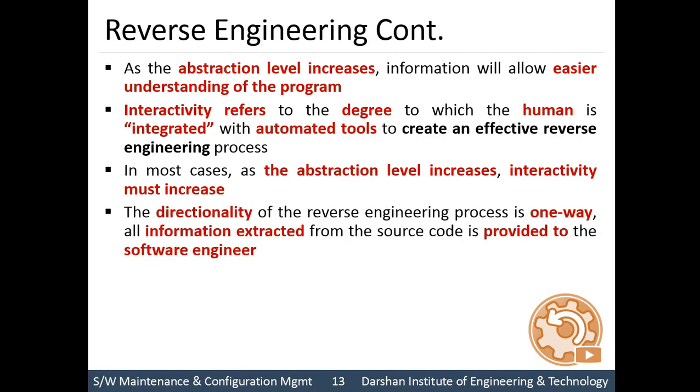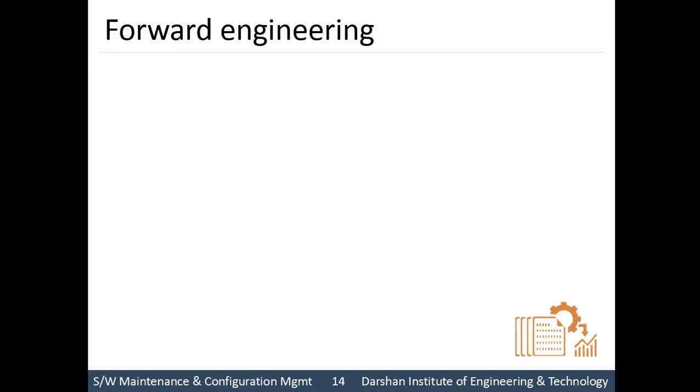And finally we can say the directionality of the reverse engineering process is only one way. All information extracted from the source code is provided to the software engineer. It means only one way. We have a code and we are getting all the software specification and software requirements; that is the only direction of reverse engineering.